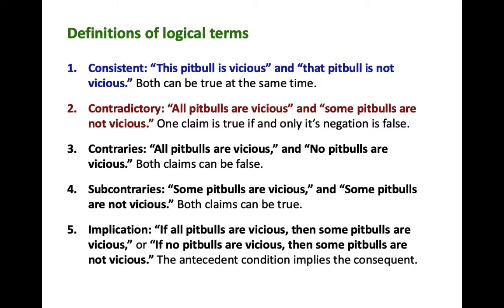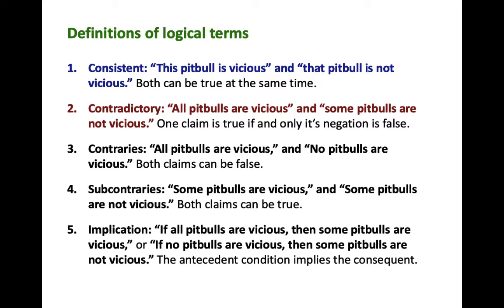Contradictory. Here we go. All pit bulls are vicious, and some pit bulls are not vicious. Those two claims cannot be true at the same time. One claim is true if and only if its negation is false. So if it's true that all pit bulls are vicious, then it's not true some are not. Or if it's true that some pit bulls are not vicious, it isn't true that all pit bulls are vicious because some are not.